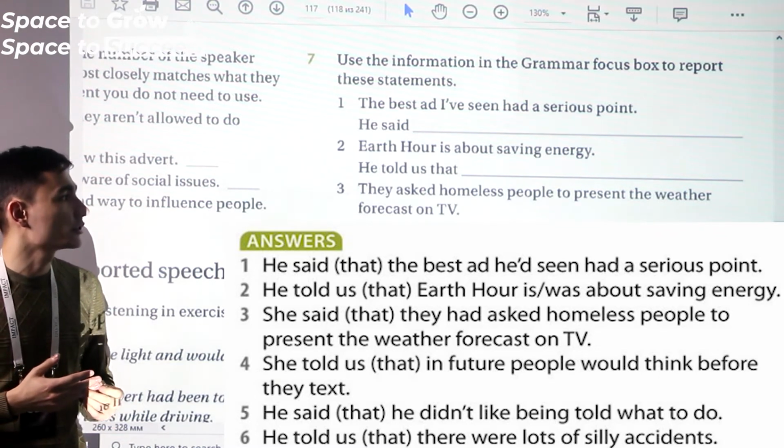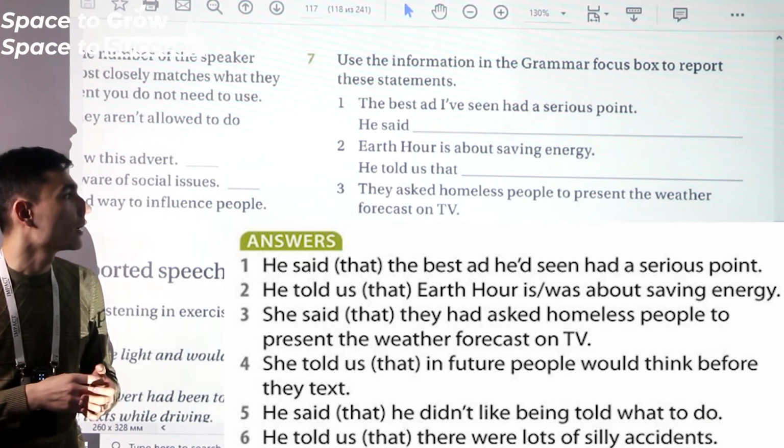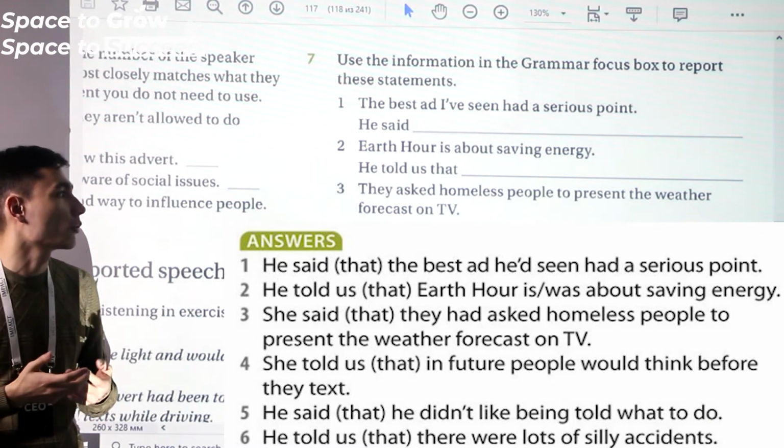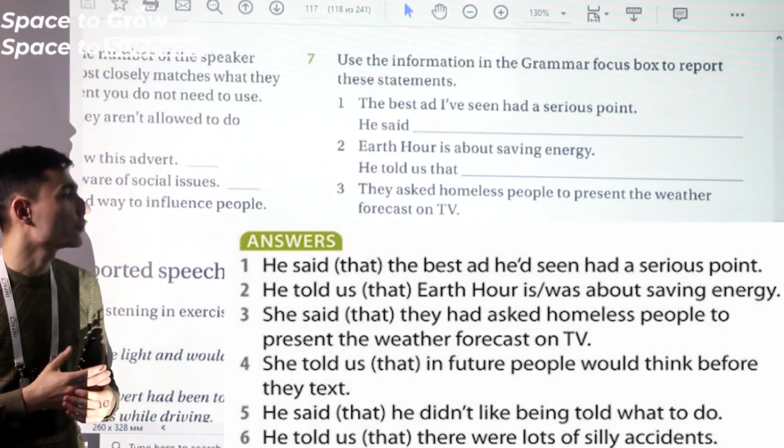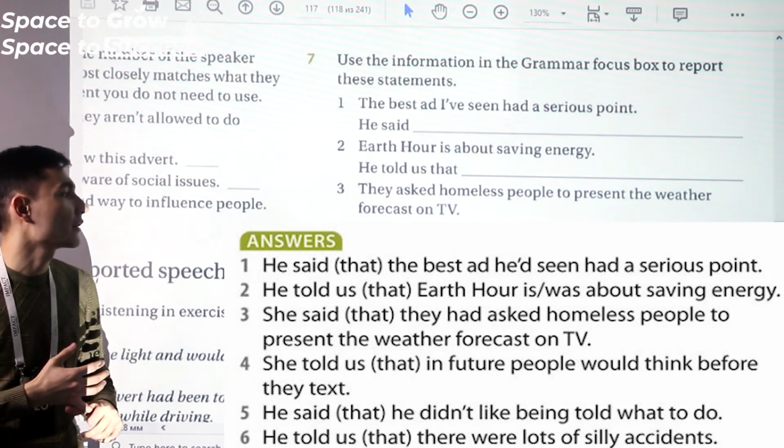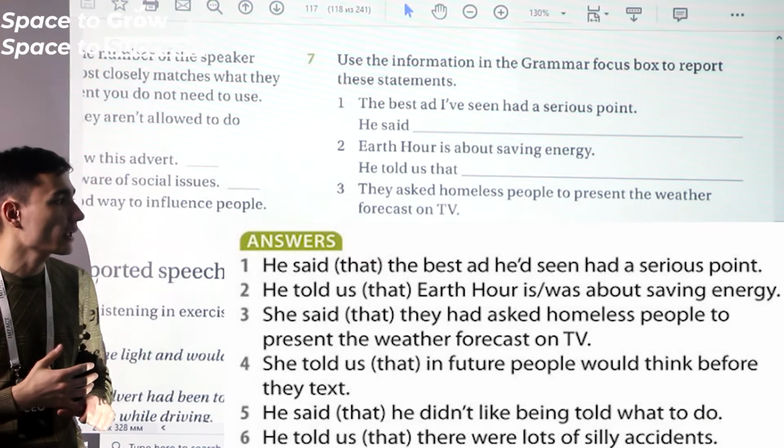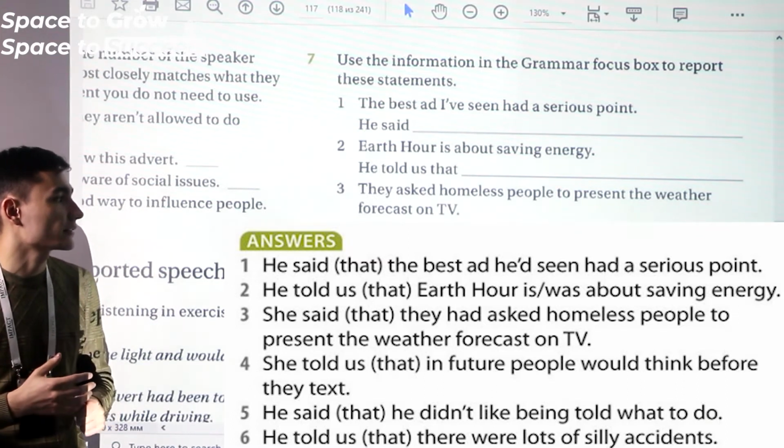3. They asked homeless people to present the weather forecast on TV. She said that they had asked homeless people to present weather forecast on TV. 4. In future, people will think before they text. She told us that in future, people would think before they texted.